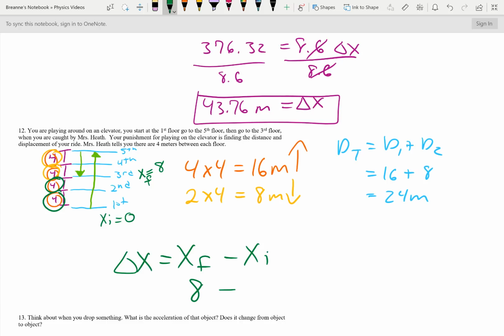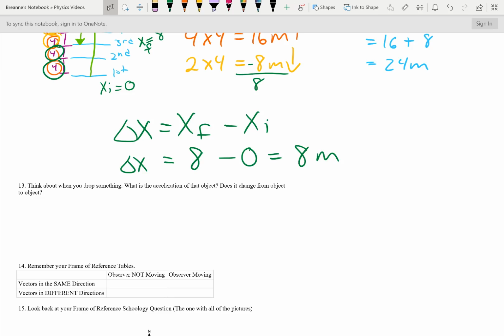Another way you can think about it is you did 16 up, 8 down, so you just subtract and you get 8. That's your final position. So you do your final minus your initial. So your displacement is 8 meters.